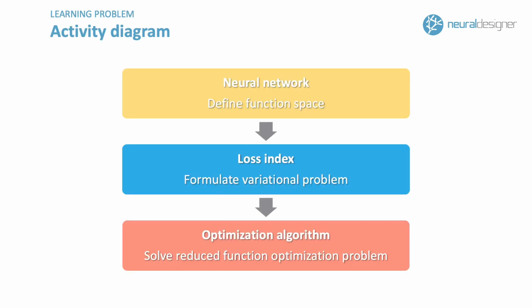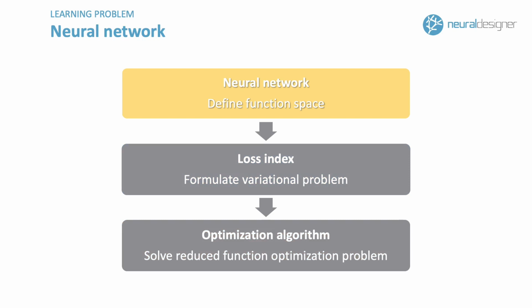The learning problem in the neural network is the following. This applies to any type of neuron. The neural network defines the function space. Then the loss index formulates the variational problem. Finally, the optimization algorithm solves the reduced function optimization problem. We will explain each of these steps one by one.